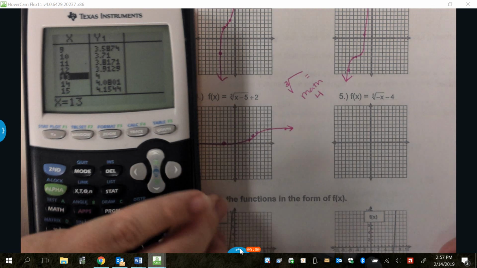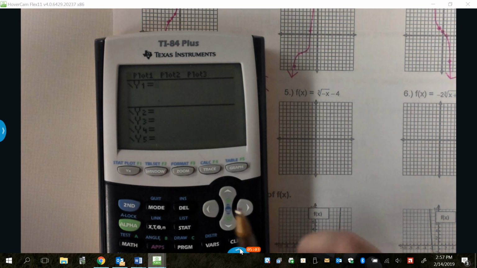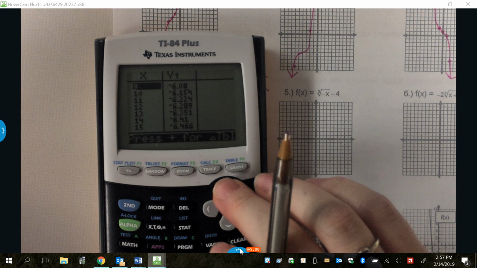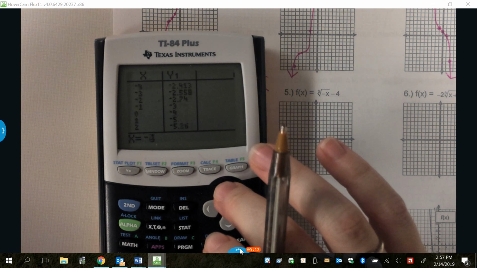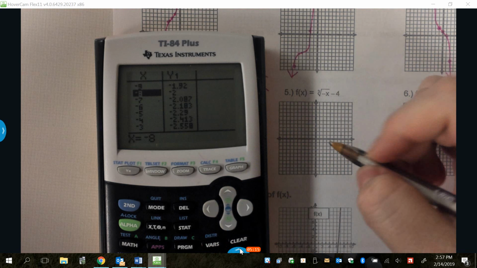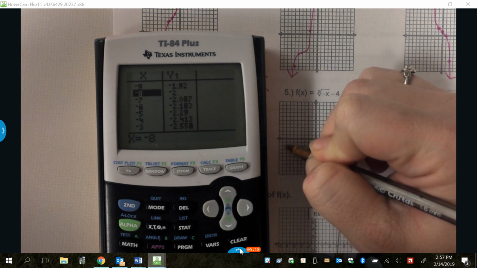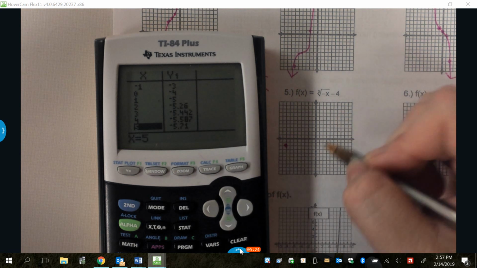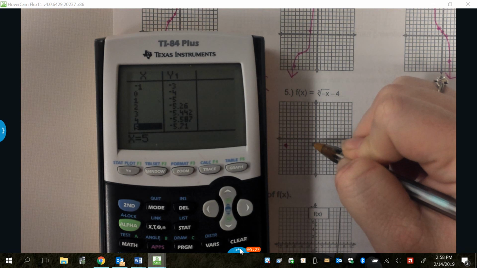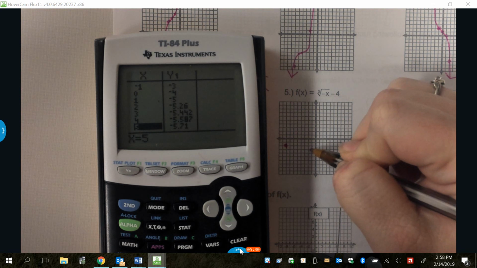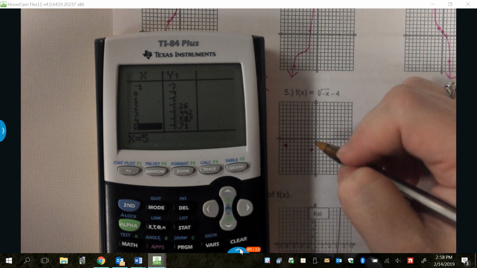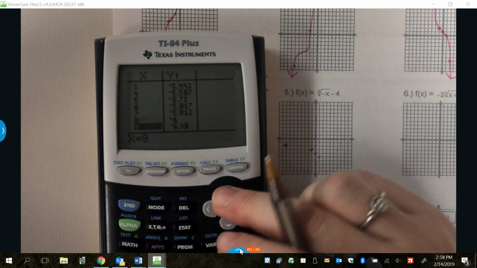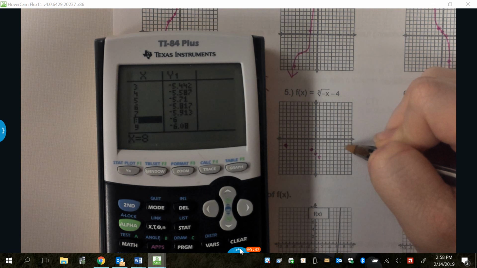So let's try number 5. Math 4, negative x outside minus 4. So again, I start at negative 10. So I have negative 8, negative 2. Negative 1, negative 3. Zero, negative 4. 1, negative 5. And 8, negative 6.